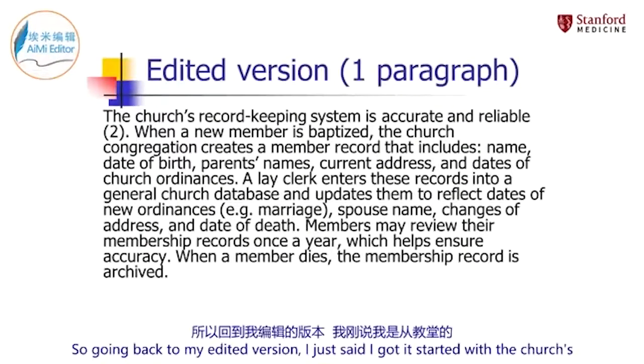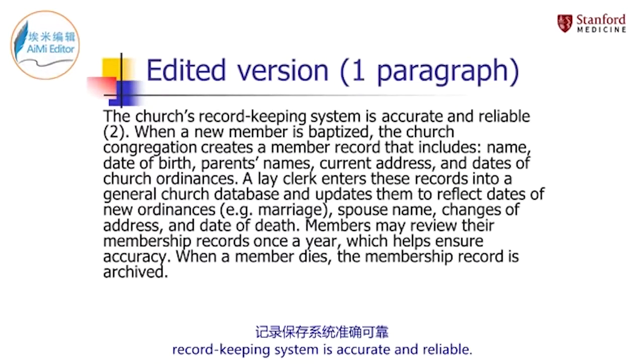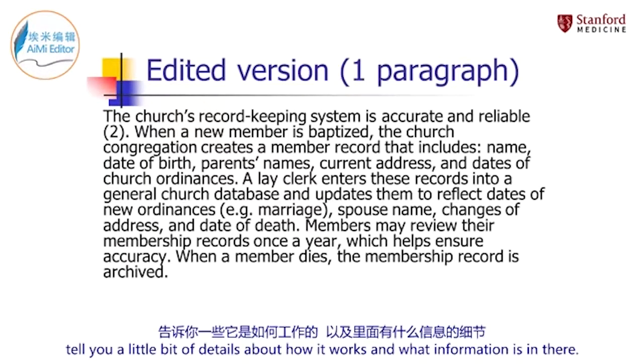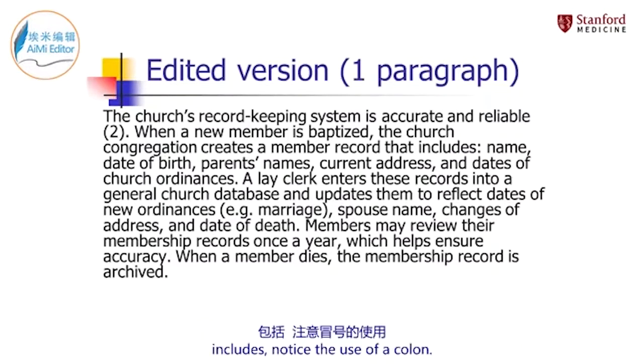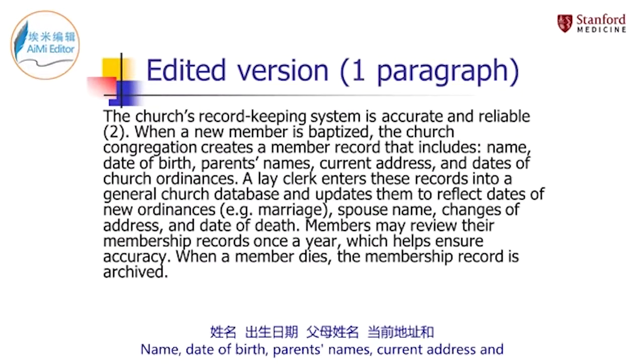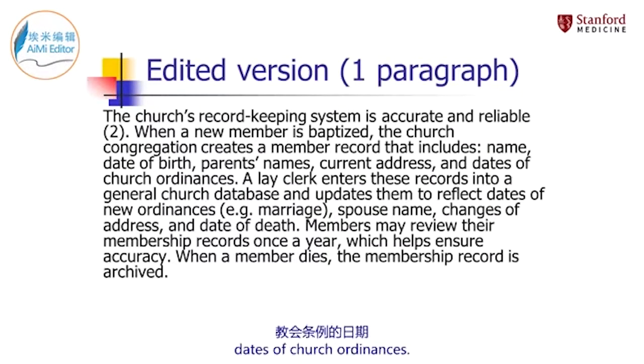So going back to my edited version, I started with, the church's record keeping system is accurate and reliable. And now I'm going to go through and tell you a little bit of details about how it works and what information is in there. When a new member is baptized, the church congregation creates a member record that includes, notice this with a colon, name, date of birth, parents' names, current address, and dates of church ordinances.